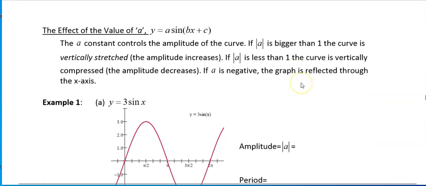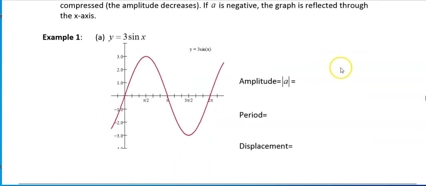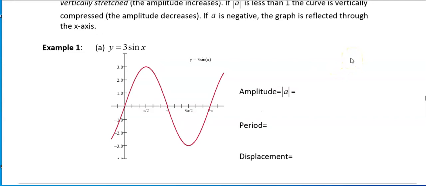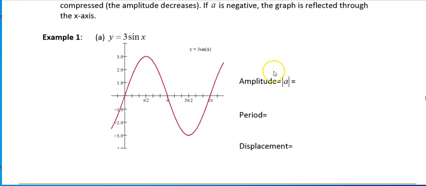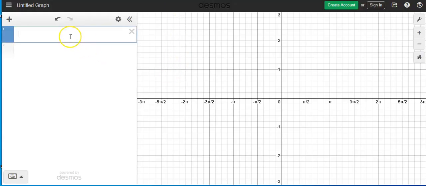Now the next few pages, if you look at these carefully, they explain exactly how the A and the B and the C change your graph. Now A, remember, is the number in front of sine or the number in front of cosine. And I can show you an example of this on Desmos as well. So for example, if you graph y equals 3 times the sine of x, what's that going to do? Well, let's have a look.